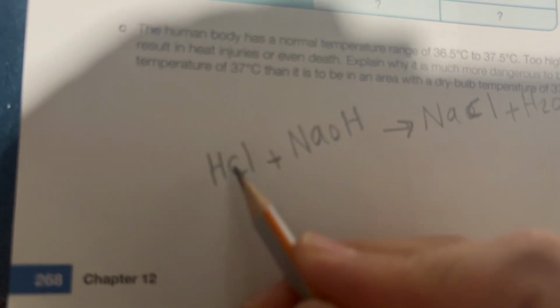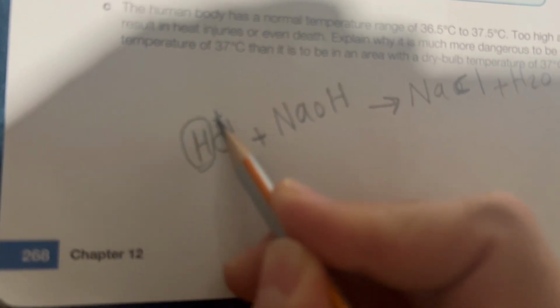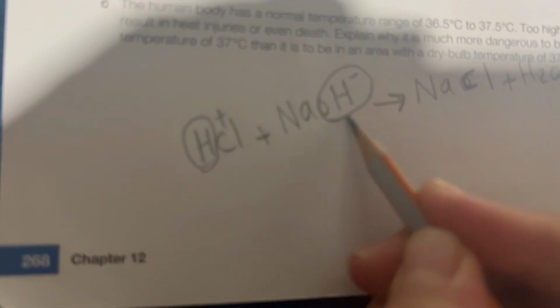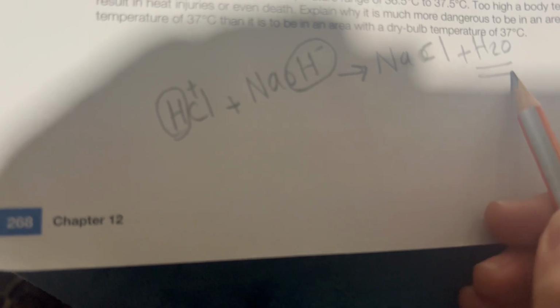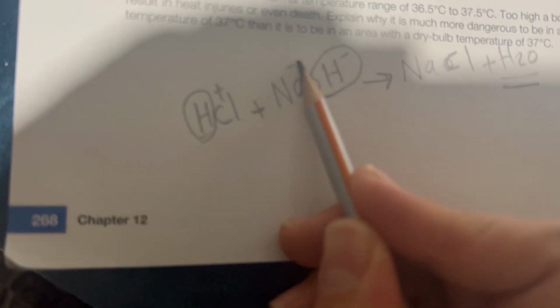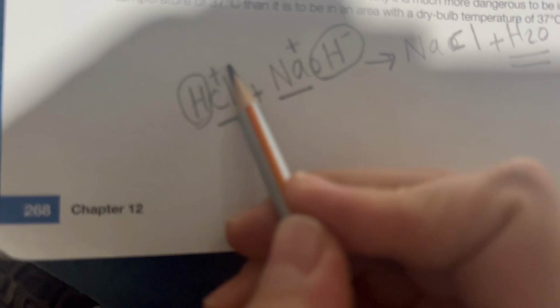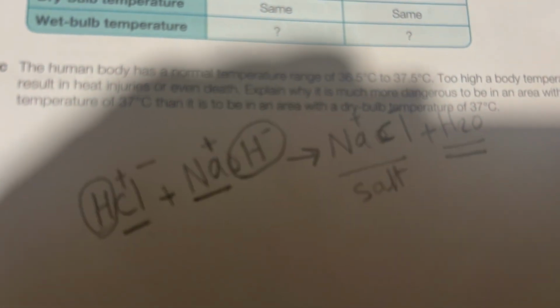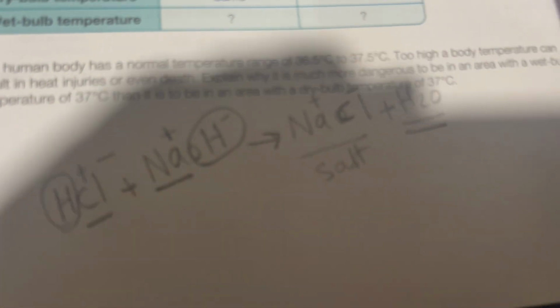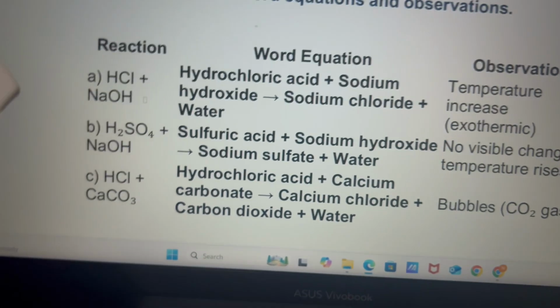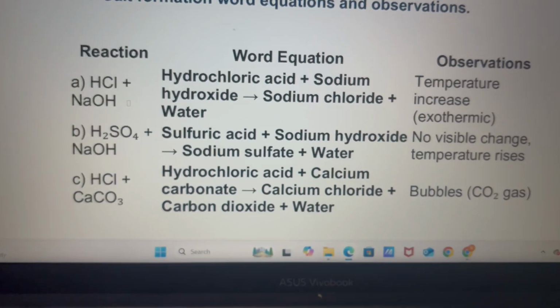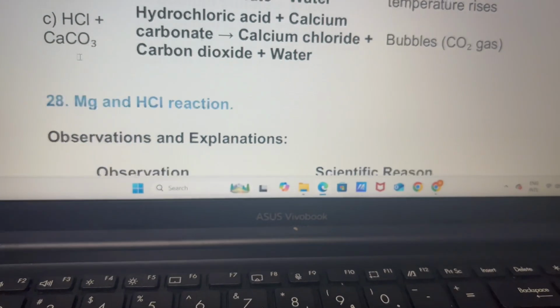So here what happens is the H positive and the OH negative together form the water, and whatever is left, the sodium and the chloride, form the salt here, but you put the positive first, then the negative. So you have NaCl, or sodium chloride. And that's what happens with mostly all the salts.